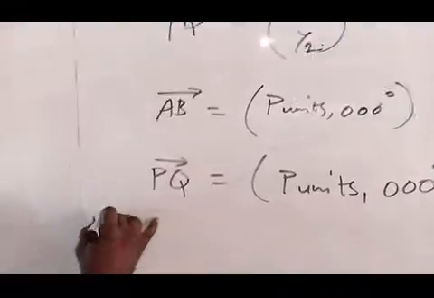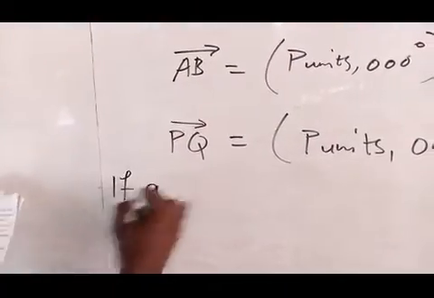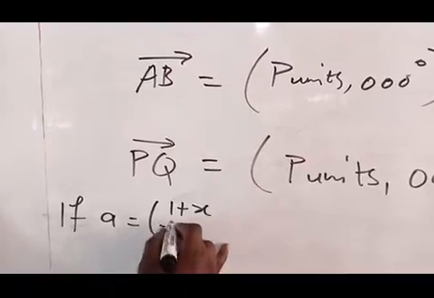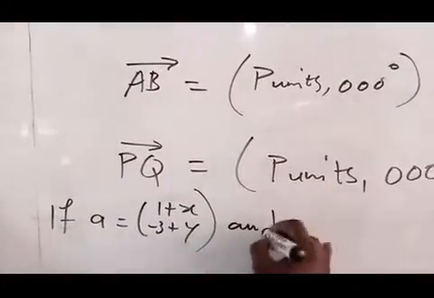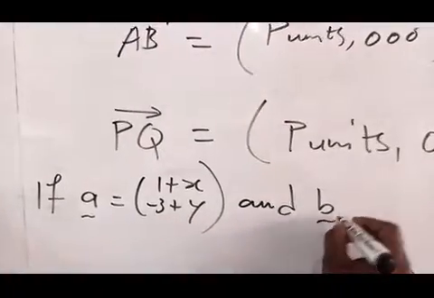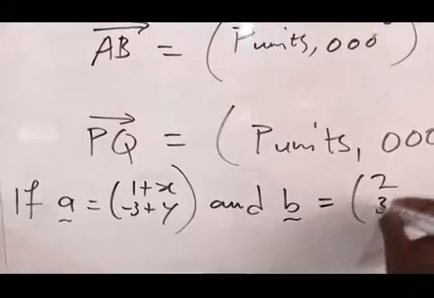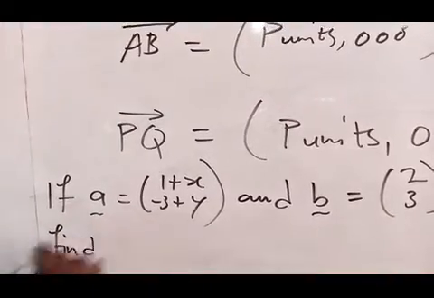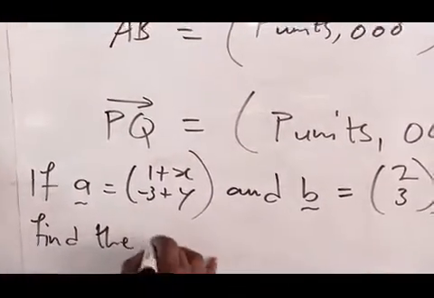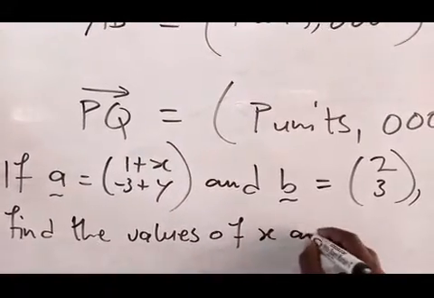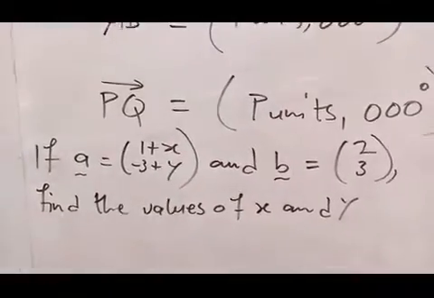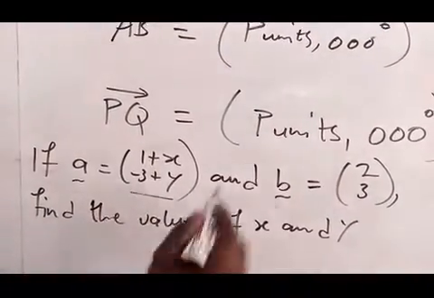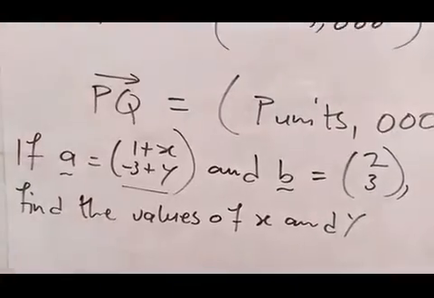So let's take this. If vector A equals 1 plus x, minus 3 plus y, and vector B is 2, 3, find the values of x and y. Like we have already explained, if two vectors are equal, the values in here are equal to these values. All right, now let's look at the solution.